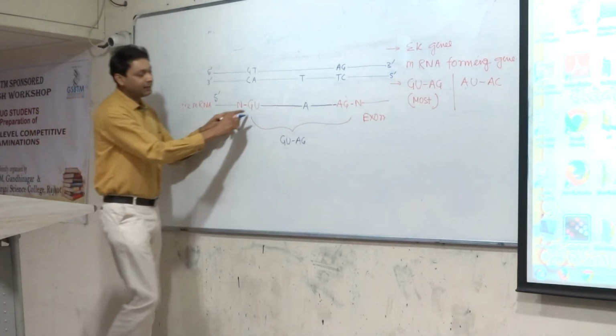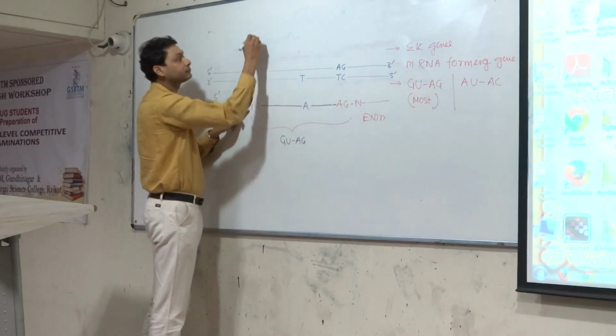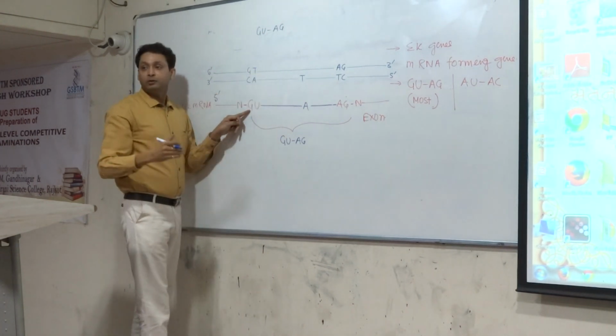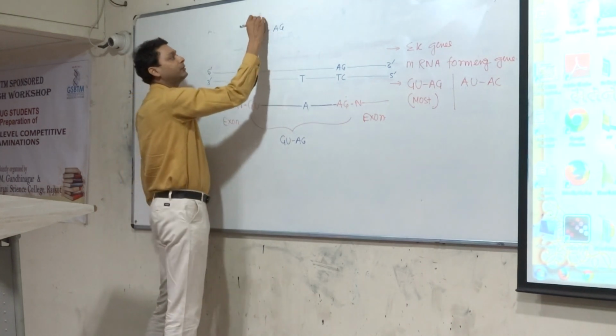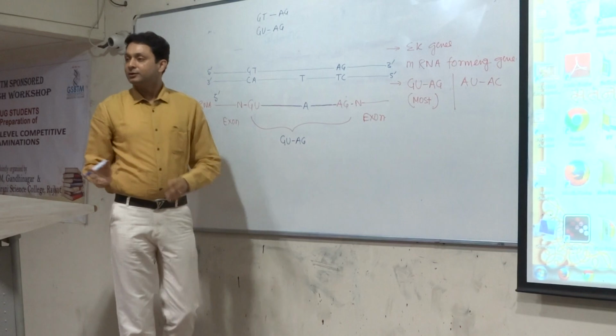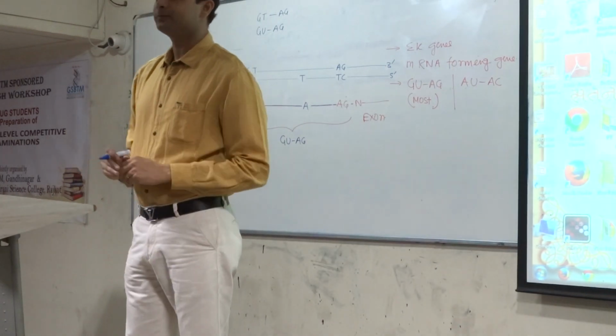Now we can describe the same intron at the level of the DNA. But at the level of the messenger RNA, we are using GU-AG intron. But if I am going to describe the same intron at the level of the DNA, then it should be termed the GT-AG intron. That's why in certain books you will find the same intron termed the GT-AG intron.